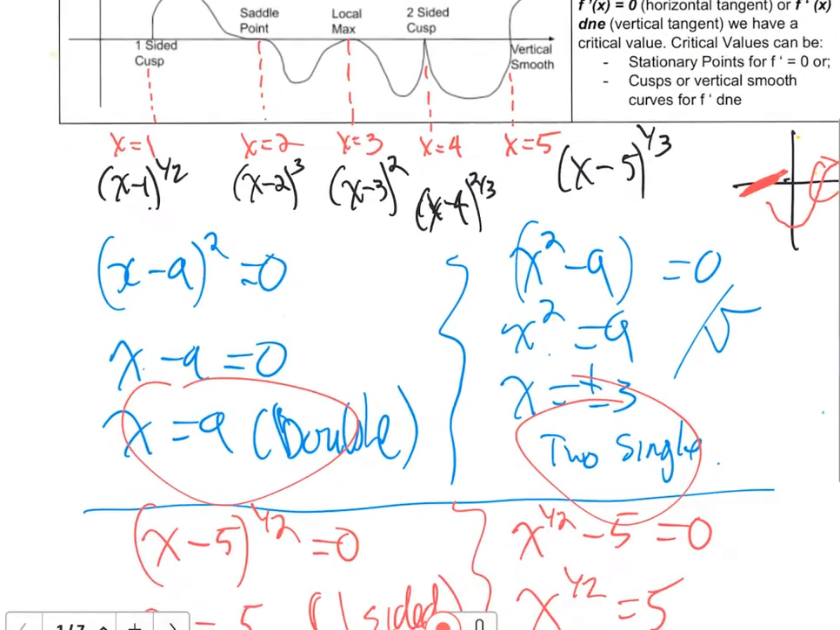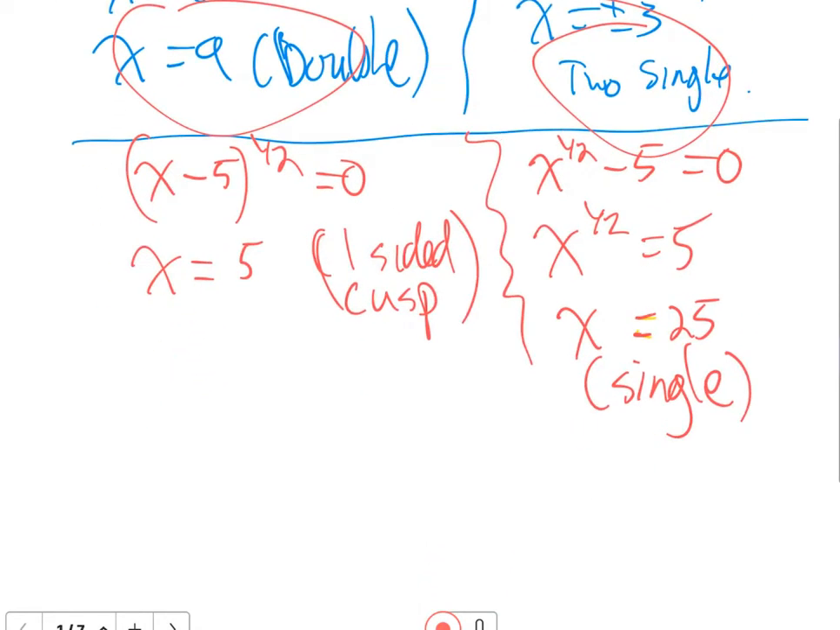Now, how does that relate to the fractional ones? Let's look at the fractional ones. What we have here is (x − 5)^(1/2). So what does that look like? (x − 5)^(1/2) has x equals 5 because that's what makes it 0, and that's a one-sided cusp. So what would that look like? It would be at 5, and then it would be vertical, and then curve like a square root graph does. But it's a vertical tangent right here.